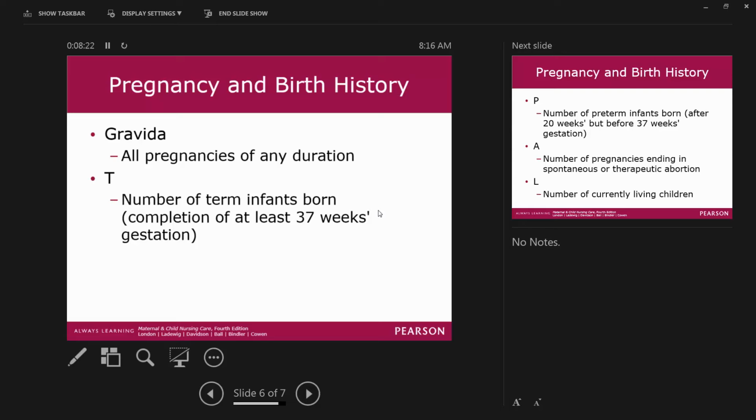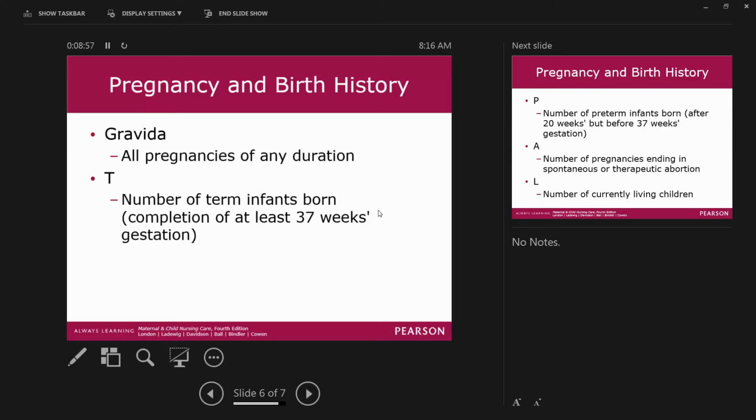So gravida is all pregnancies of any duration. So if she's pregnant for 1 day, she's a gravida 1, if that was her only pregnancy. Okay? So you'll see just a G on her medical records. Or you'll hear that being given in report. She's a G1, G2, G whatever. Okay? So G is any pregnancy. So this is going to cover the pregnancies where she miscarried or aborted. Okay?